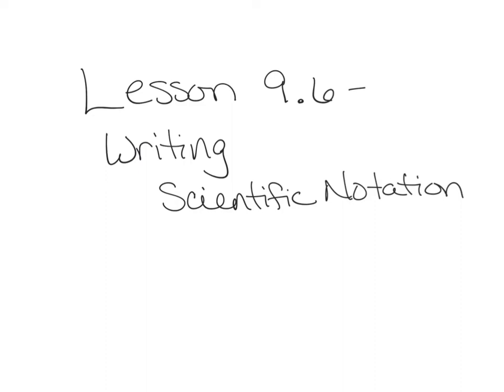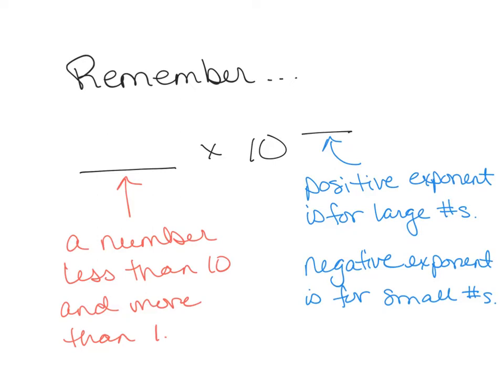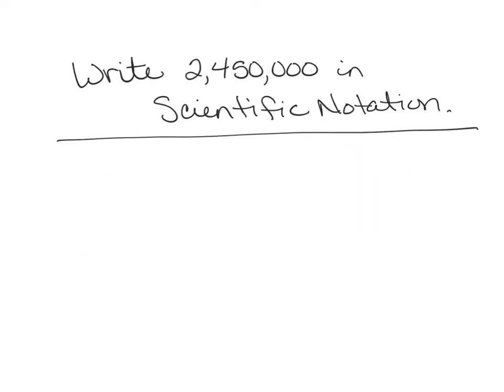So let's talk about going from standard form back to scientific notation. Lesson 9.6, we're going to work on writing scientific notation. Remember that scientific notation starts with a number that is less than 10, more than 1. Positive exponents are for larger numbers. Negative exponents are for smaller numbers. So today we're going to go backwards from what we did in our last lesson.